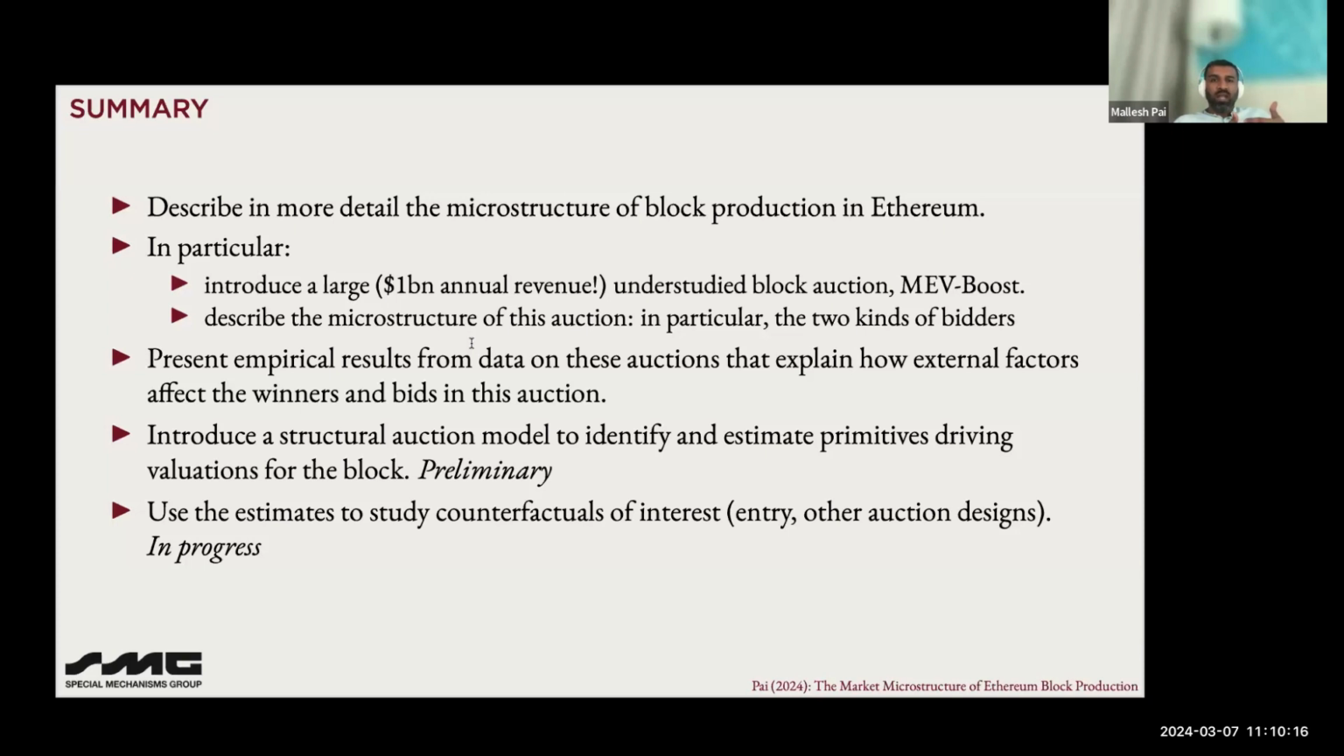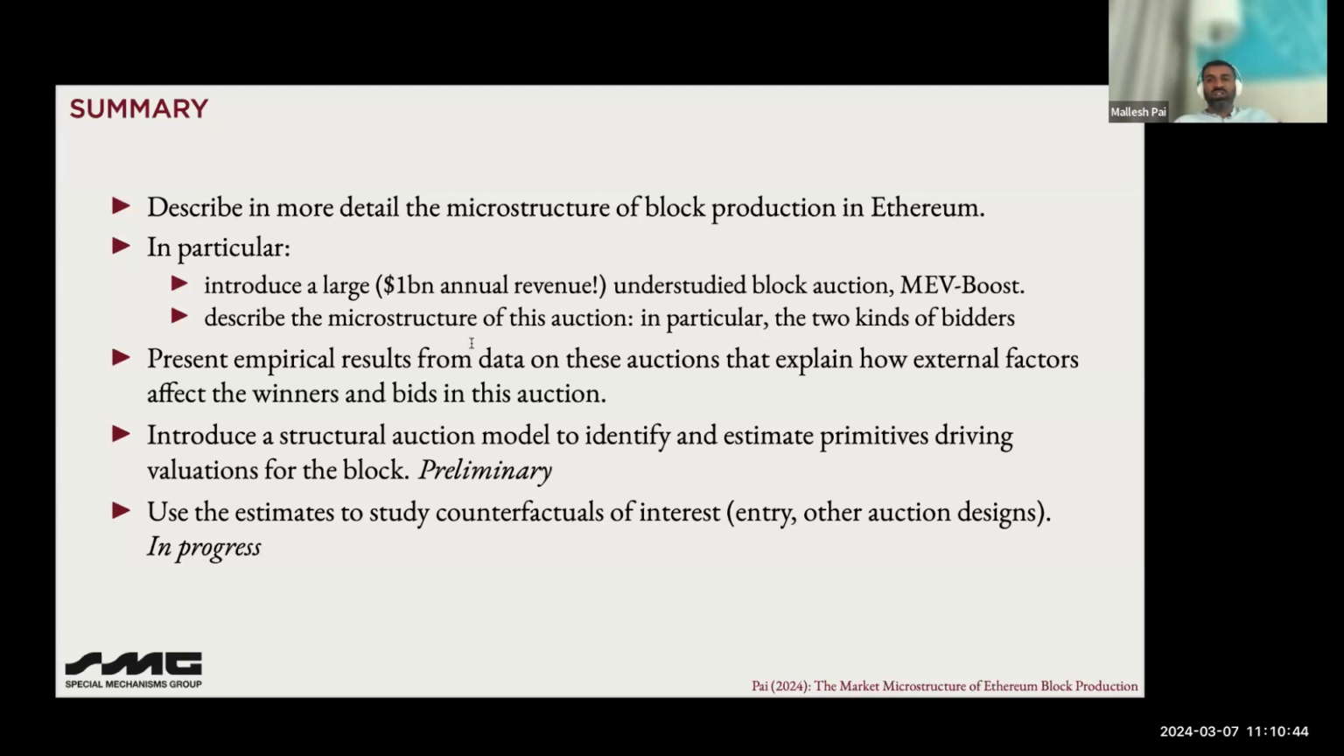So describe how blocks get produced in Ethereum, and in particular, describe an auction that is incredibly large and incredibly popular. So this is an auction that has been happening for about 1.5 years now. Its run rate, its revenues annually are of the order of $1 billion. And to my knowledge, this has been relatively understudied within the community.